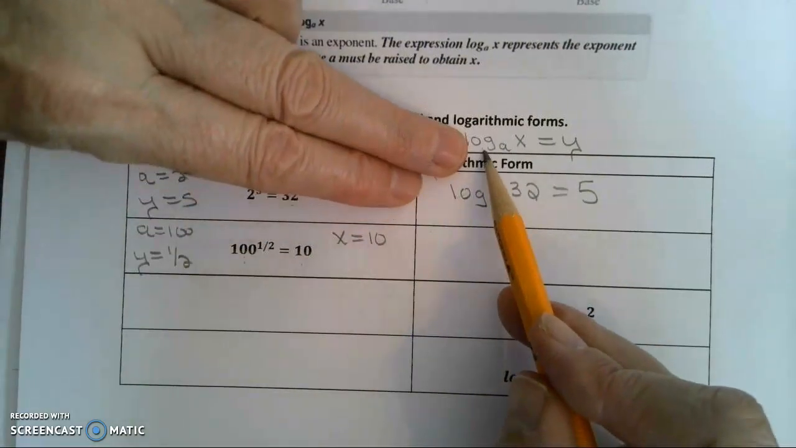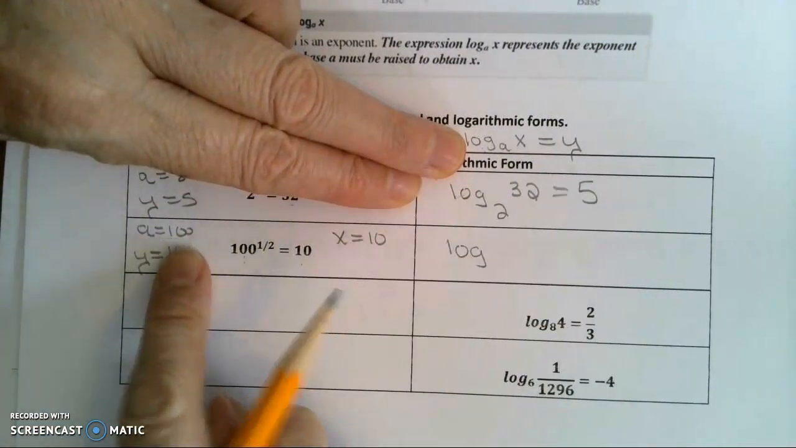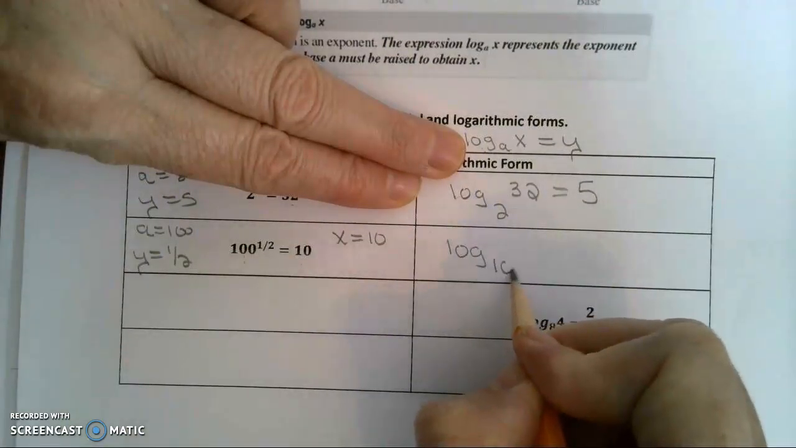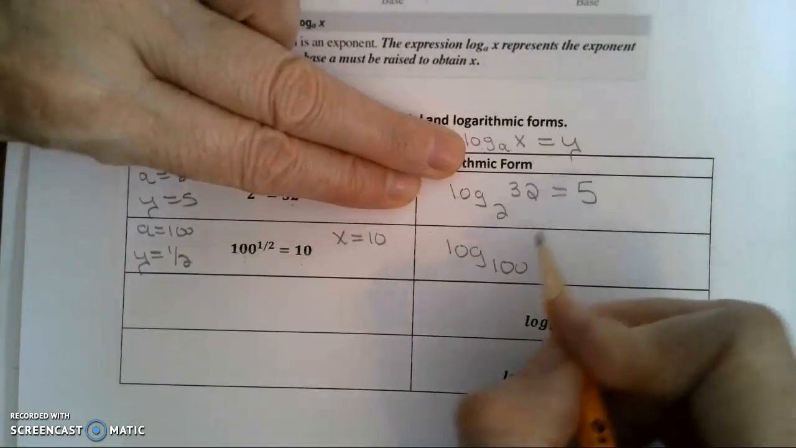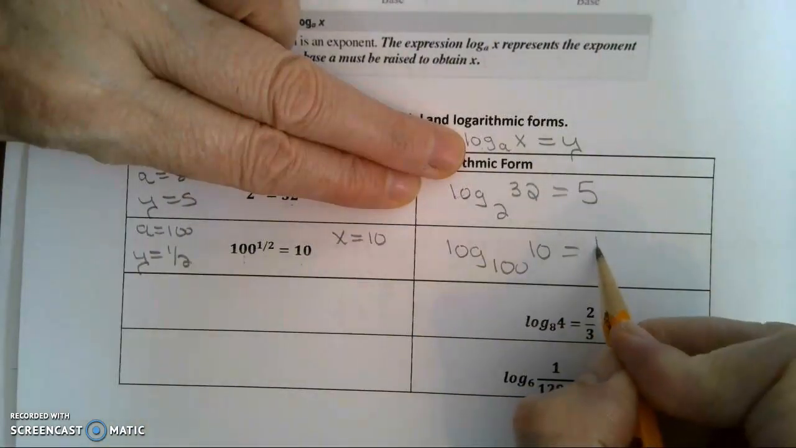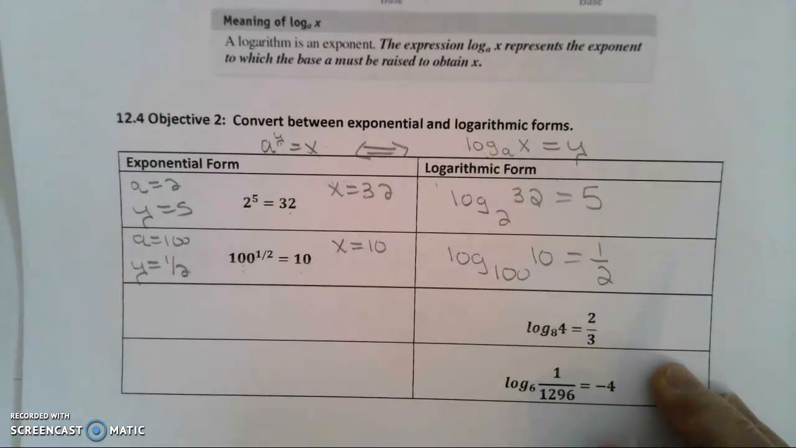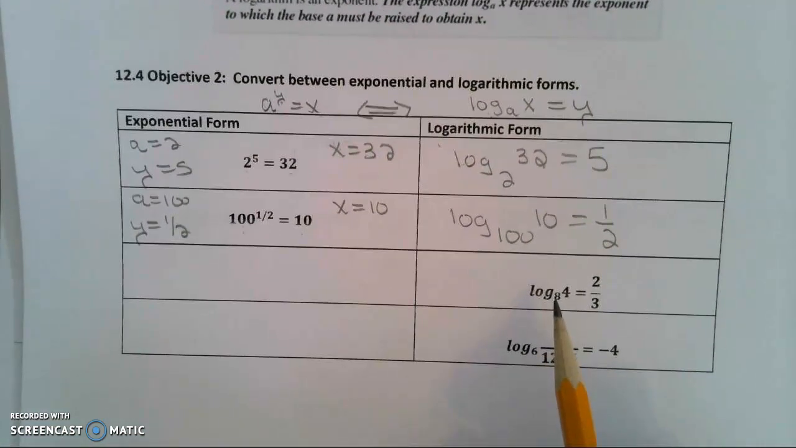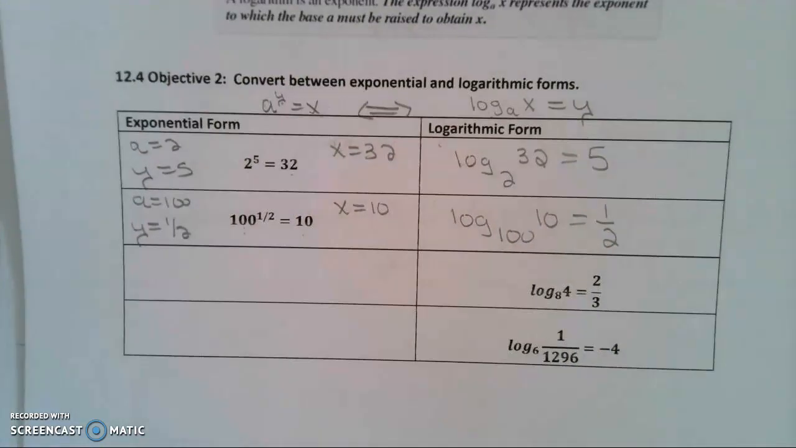So if I look up here, it's log base A. So log base 100 of x, where x is 10, is equal to y, which is 1/2. Okay, so that's the first couple examples. Then we're going to go ahead and convert from... Actually, I'll do these two in another video. That might be better.